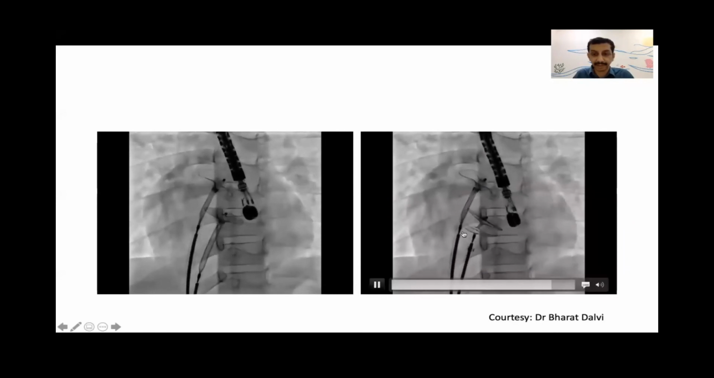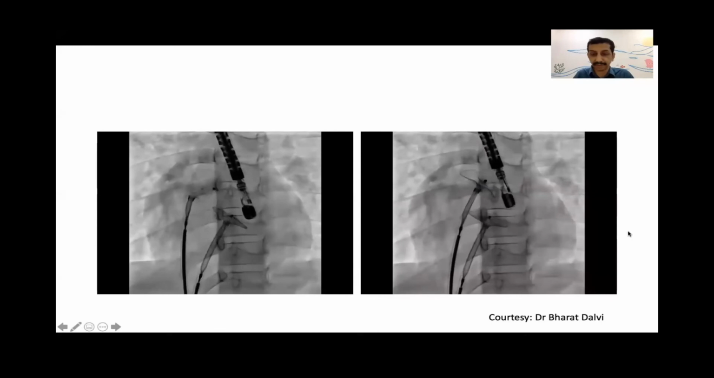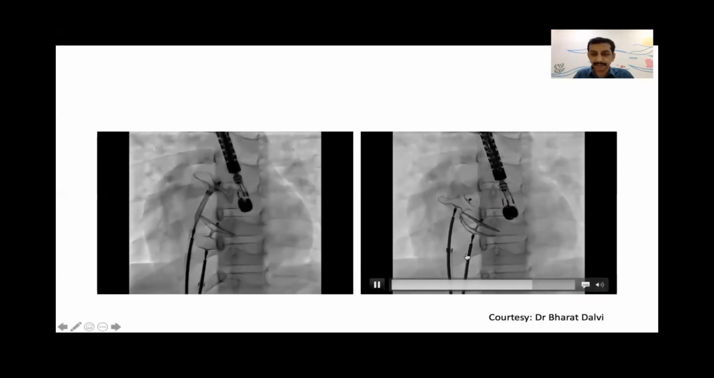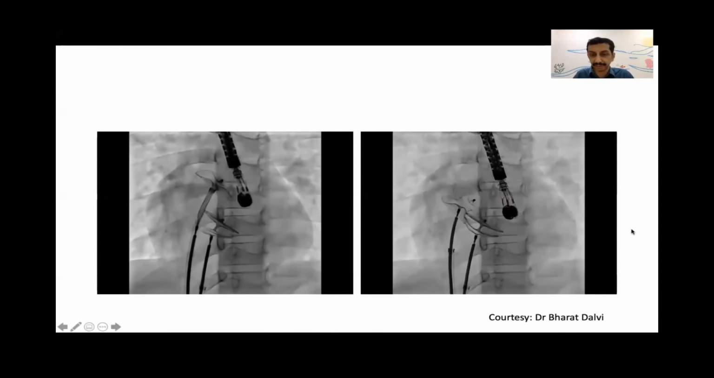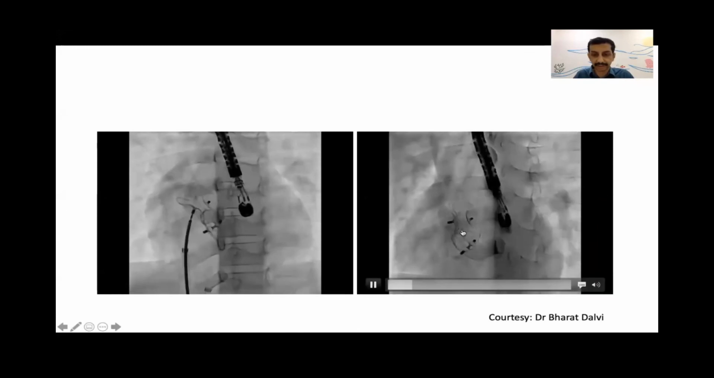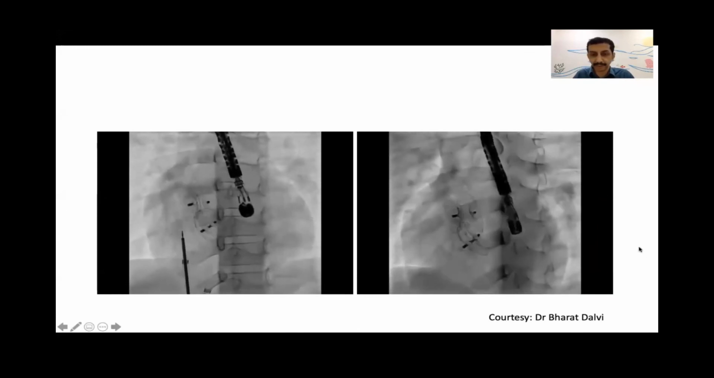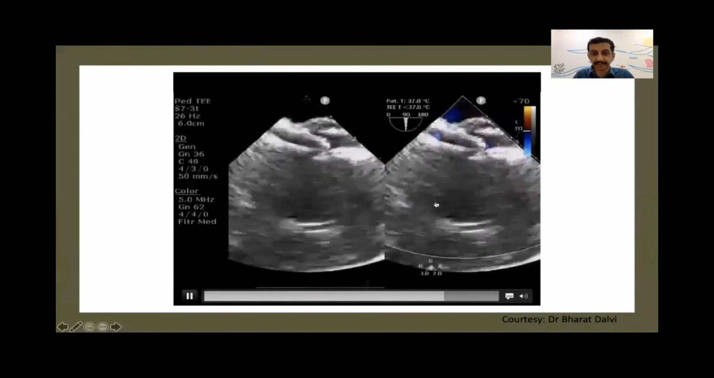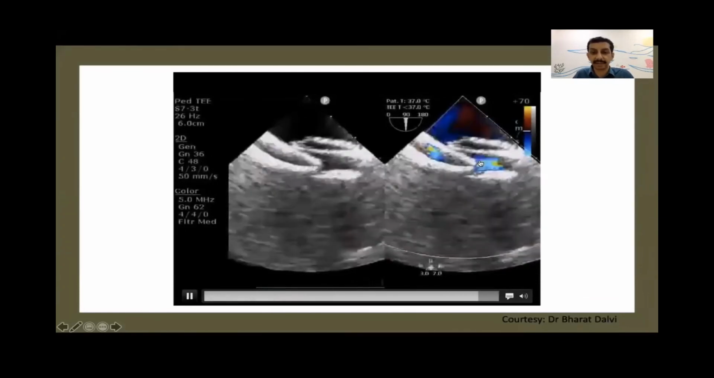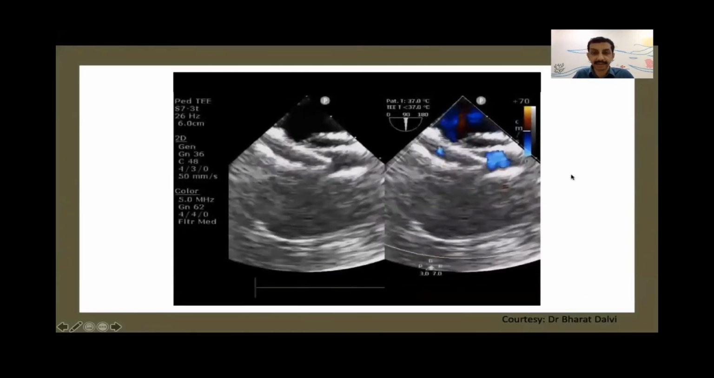So first we deploy the 2 discs of the Cribriform device, and then we come back and deploy the right atrial disc of the Amplatzer septal occluder to sandwich the Cribriform ASD occluder. So this is the final fluoroscopy before release. That's the release of the ASO, and this is after release. So on the transesophageal echo, you can see that the Cribriform device is sandwiched between the ASO, and this patient did not have any residual flow on follow-up.